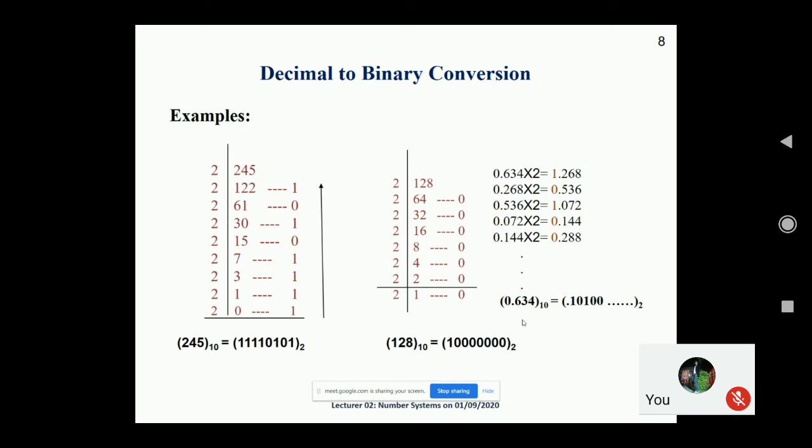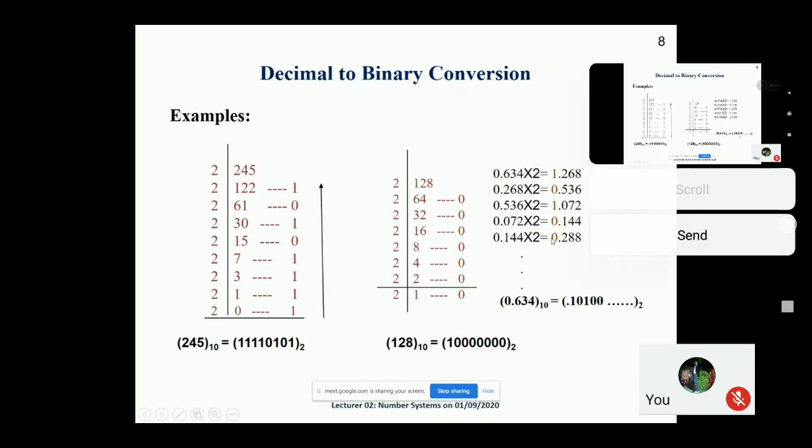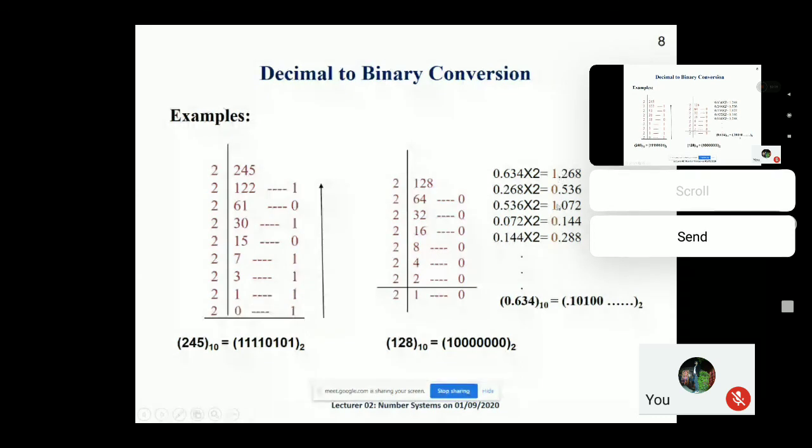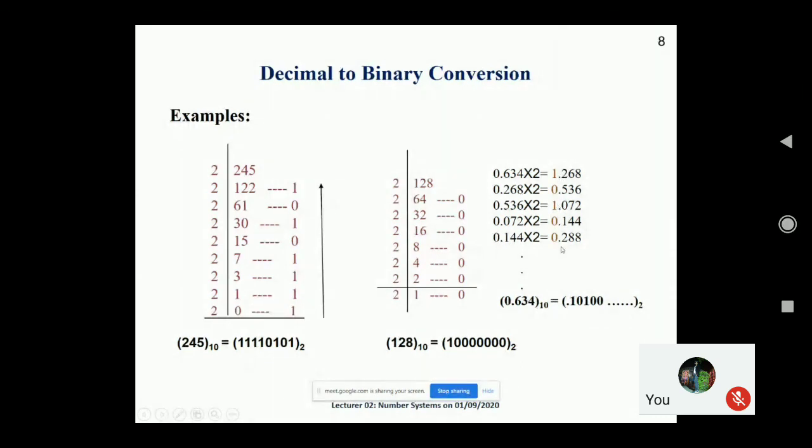So for 0.634 we write 1, but remember, don't write 00101. That is the reverse order, and then everything is wrong. So when we work with the fractional part, always maintain the order, from top to bottom. That means 10100. But when we consider the integer part, we follow the reverse order. So I use this arrow symbol, from bottom to top. So this is the conversion of decimal to binary.